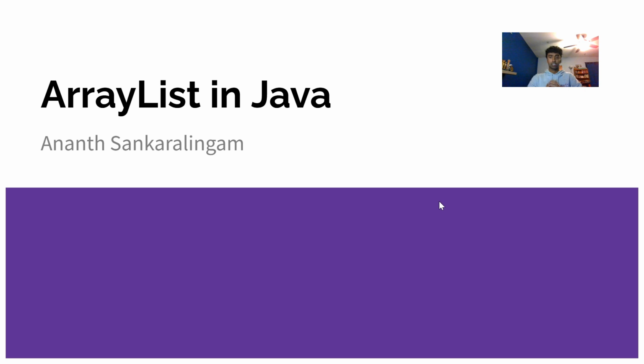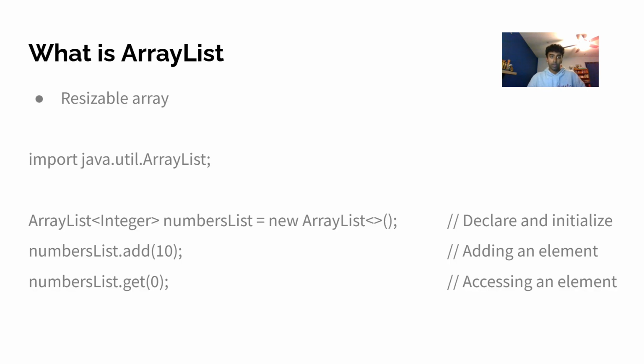My name is Ananth, and today we're going to be going over ArrayList. ArrayList is nothing more than a resizable array that is built into Java, and this is what we call a wrapper class, where we have a data structure under the hood, the array, and we interact with the ArrayList instead of that array directly.